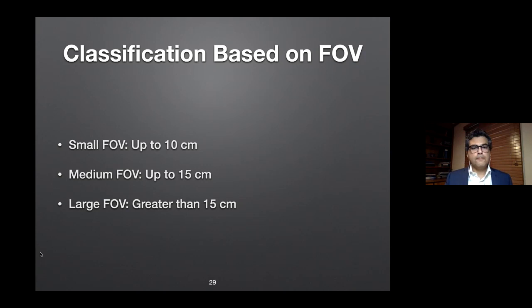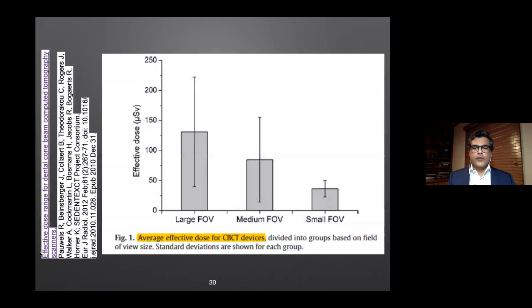Okay, so coming back to the radiation exposure. Then I will introduce some more terms about radiation dose and we'll define those. But before I do that, this study is from 2010. It is testing the effective dose, which in dental and maxillofacial imaging with cone beam CT is measured in microsieverts, as you can see on the left side along the graph.